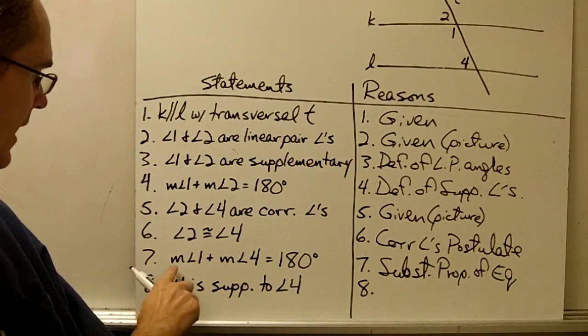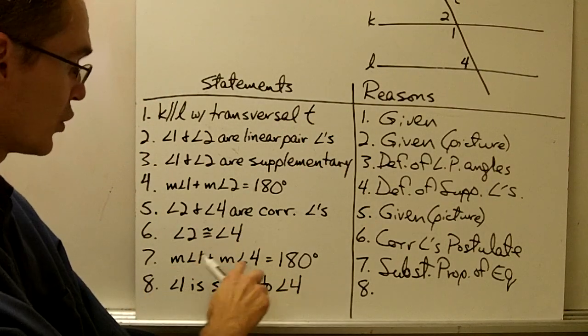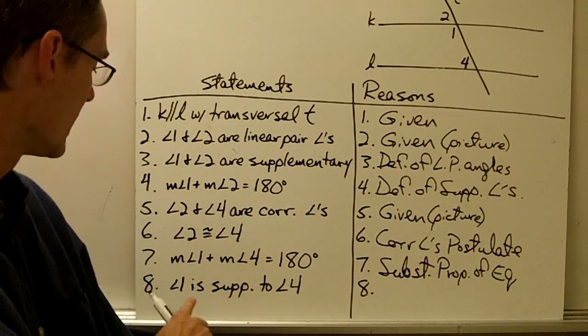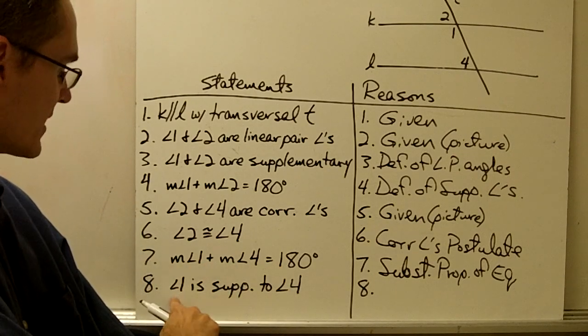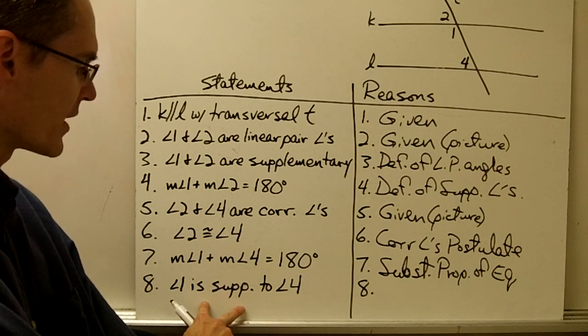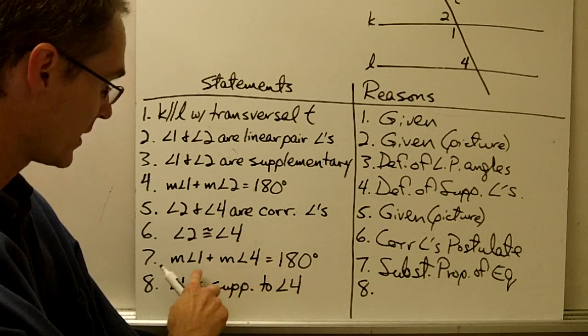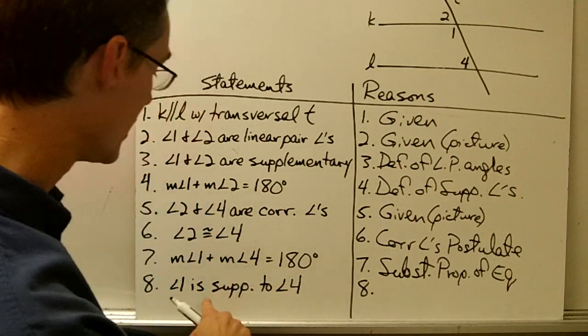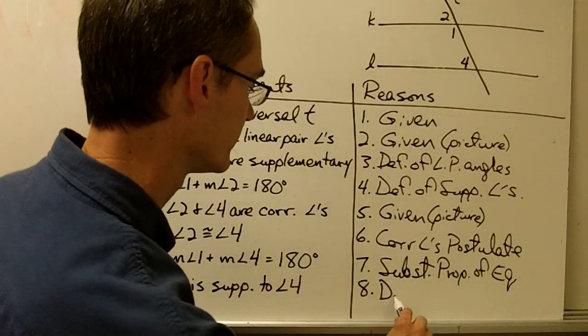Now finally, I have this equation here, measure of angle 1 plus measure of angle 4 equals 180 degrees. Now I can say in my last step, angle 1 is supplementary to angle 4. And how do I know angle 1 is supplementary to angle 4? Well, because they add together to give me 180 degrees, and that's the definition of supplementary angles.